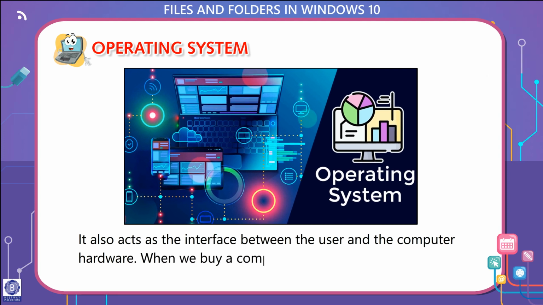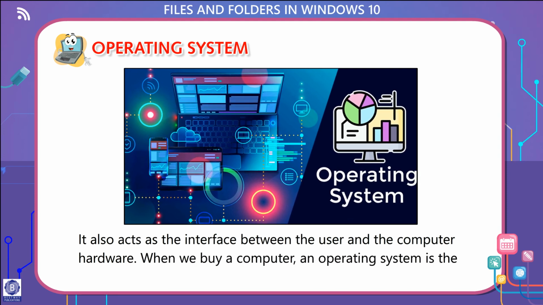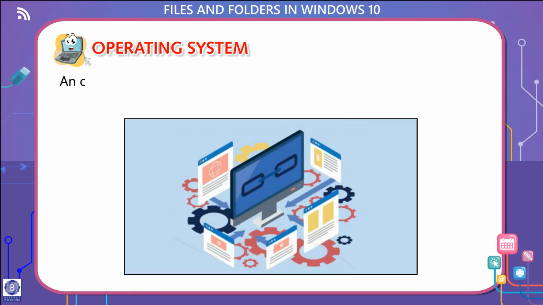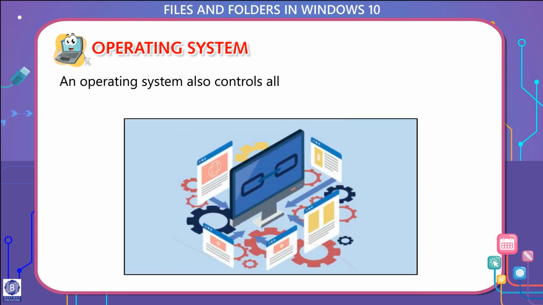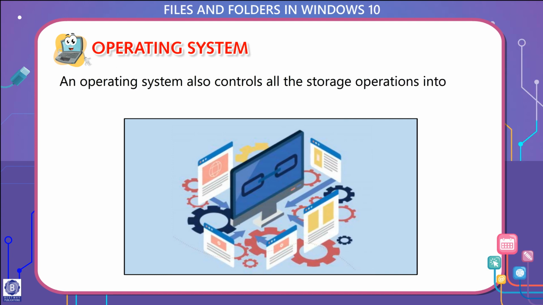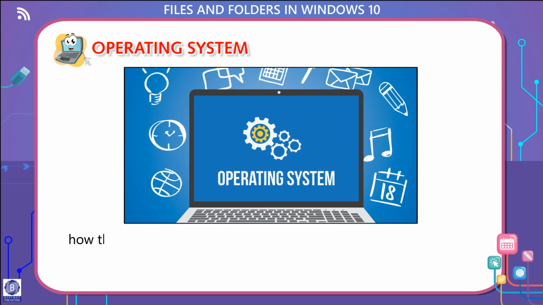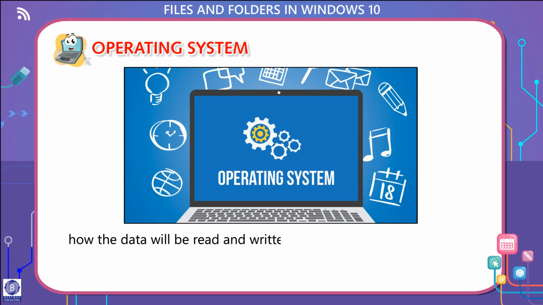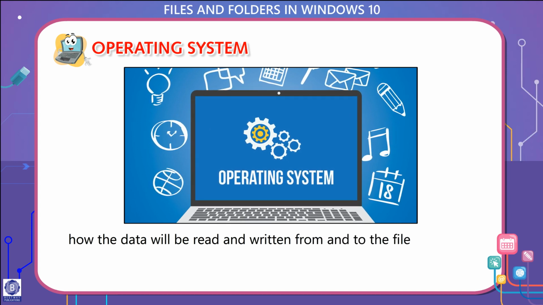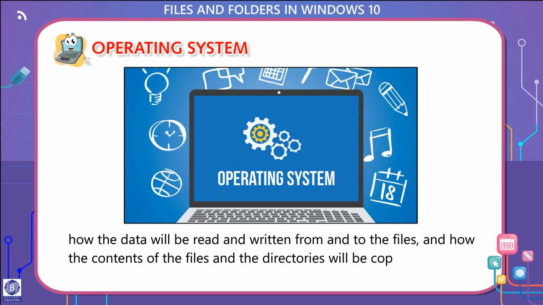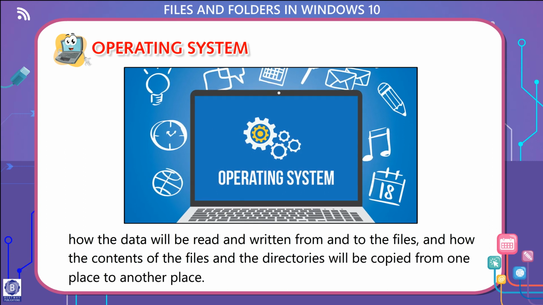When we buy a computer, an operating system is the first software that needs to be installed on it. An operating system also controls all the storage operations in the computer, such as how the files and directories will be created, how the data will be read and written from and to the files, and how the contents of the files and the directories will be copied from one place to another place.